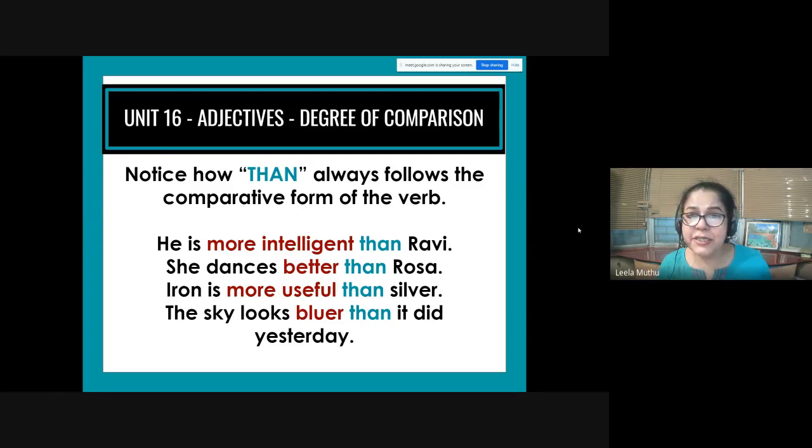So here we're talking about the sky, the quality it had yesterday and today. Okay. So today the sky looks bluer than it did yesterday, right? So the quality of its blueness is being compared.